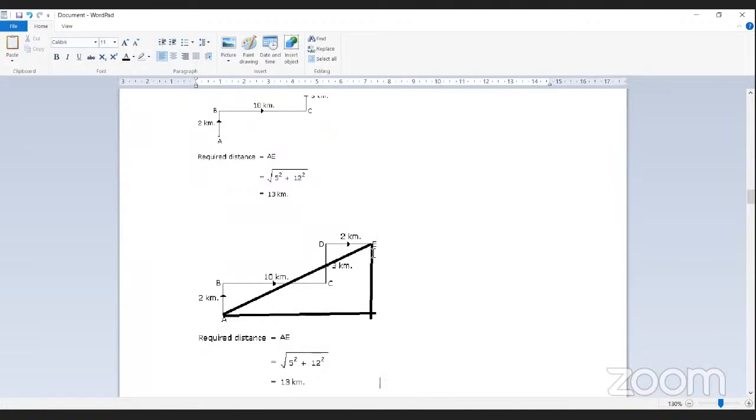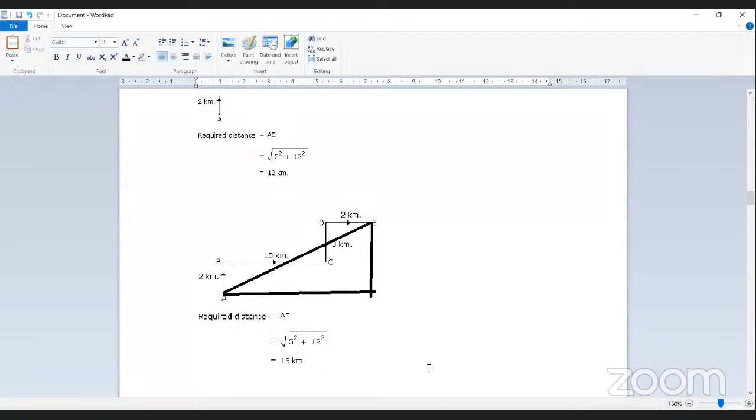AOE. Okay, this distance is this distance plus this distance, correct? BC plus BA. This is 3, this is 2. So this one will be 5 and this one will be 10 plus 2. So this will be 12. It's a Pythagoras theorem question. So the distance required, which is AE, will be under root 5 square plus 12 square, which is 13 kilometers. 25 plus 144, 169, so 13. Okay, any doubt?